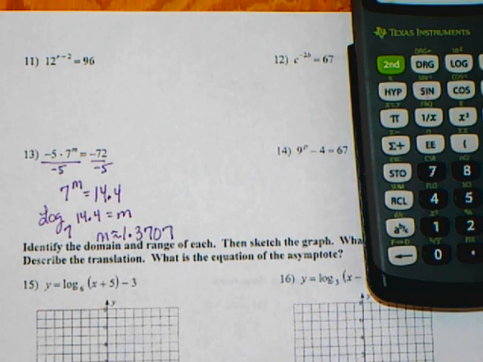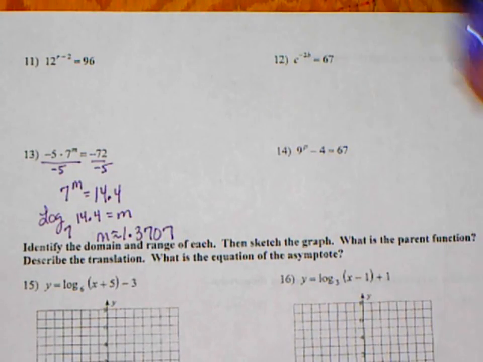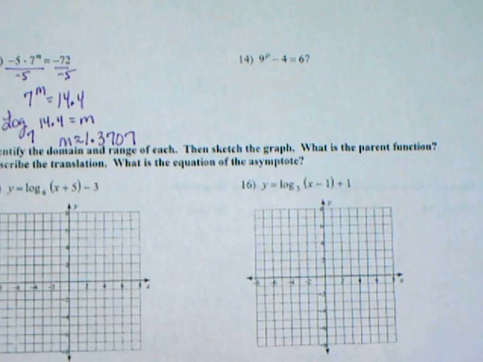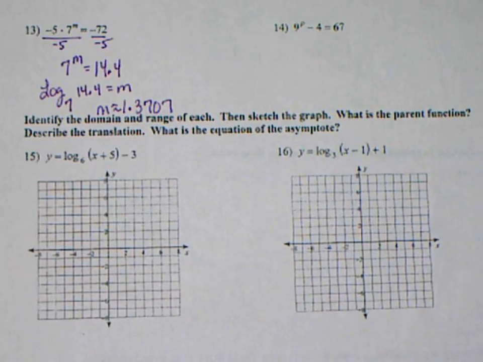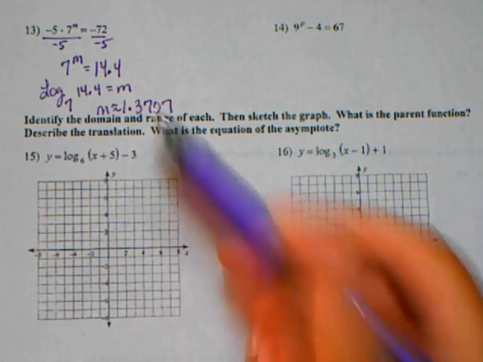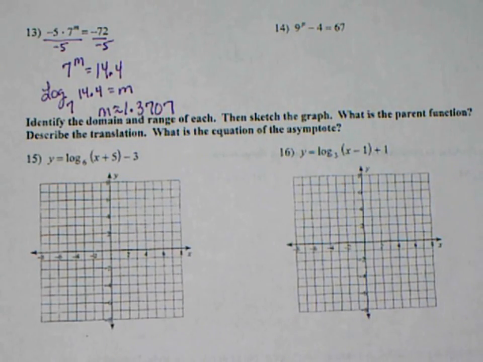Alright, on your page, 15 and 16 say identify the domain and range of each, then sketch the graph. What is the parent function? Describe the translation. What is the equation of the asymptote? On 15 and 16, those are logarithms. So they look similar to exponential, but remember, the big difference is that your asymptote is vertical, not horizontal. On number 15, can you look at that and tell what your asymptote is going to be?